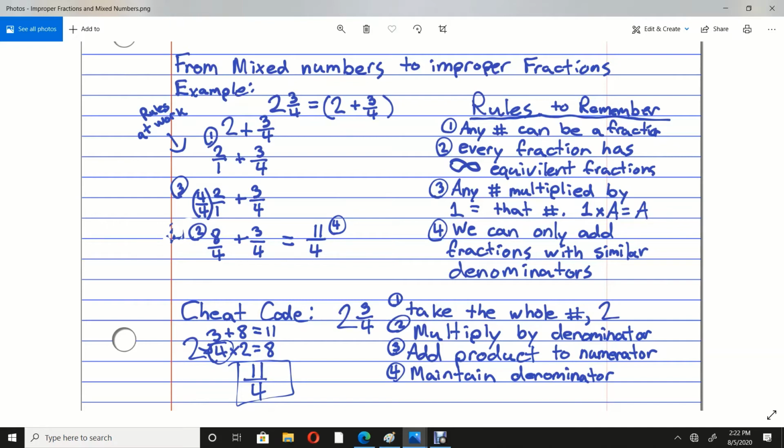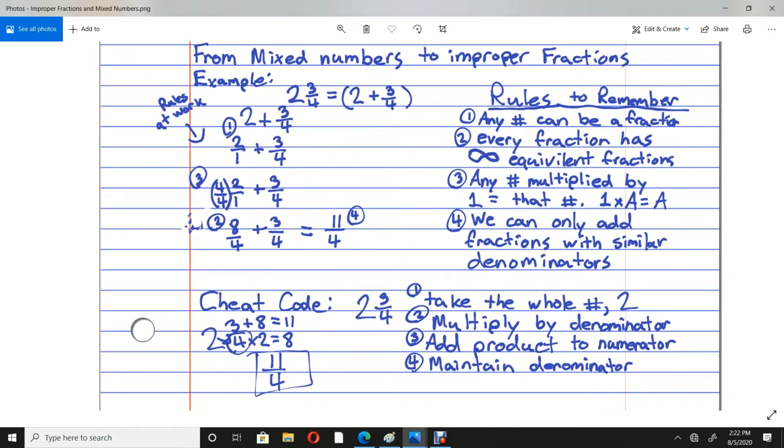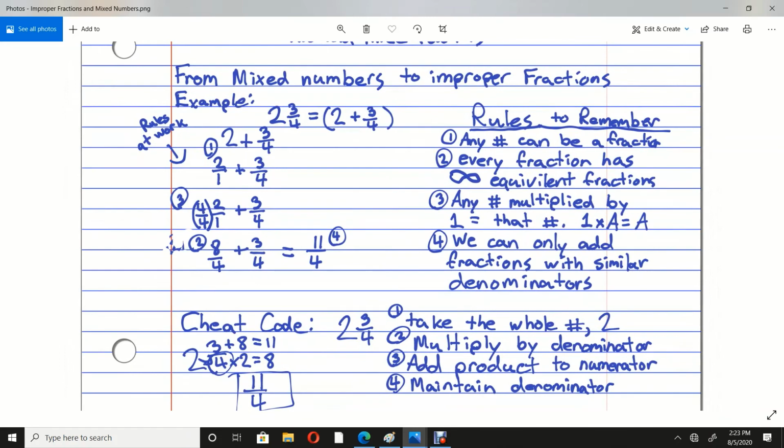Now, these rules that I have over here, these are rules of math. You will write them, okay? And I like the way I wrote it next to these. So let me go through these. So first, any number can be written as a fraction, yeah? In this example right here, you see the little circle where it says 1 on the rules at work over here. It has 1, and this is the example. So any number can be written as a fraction.